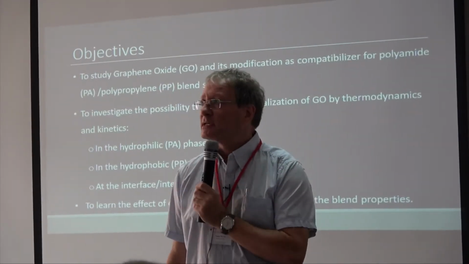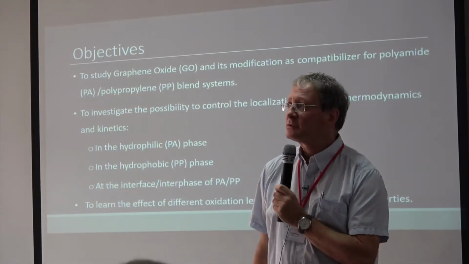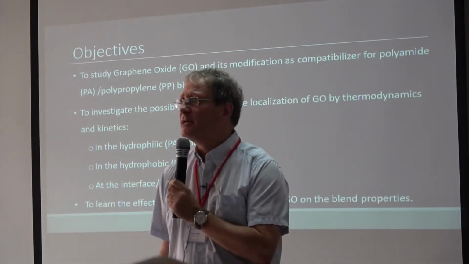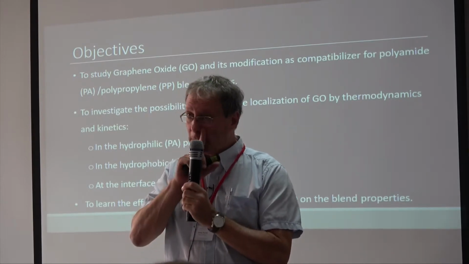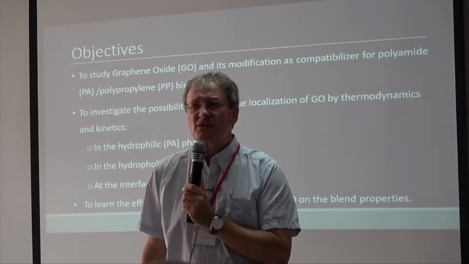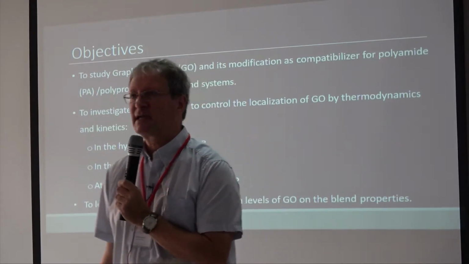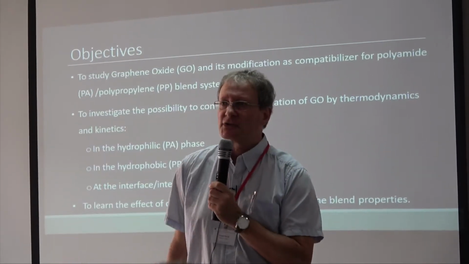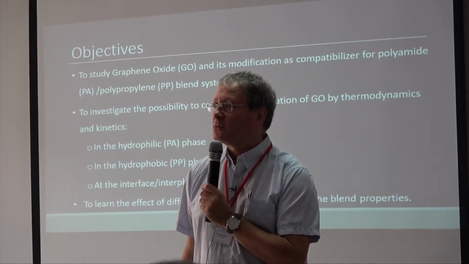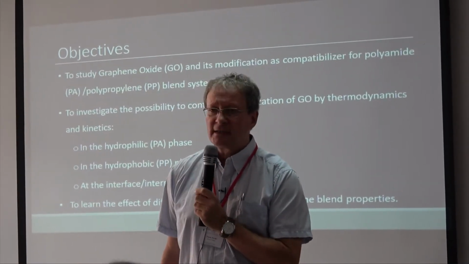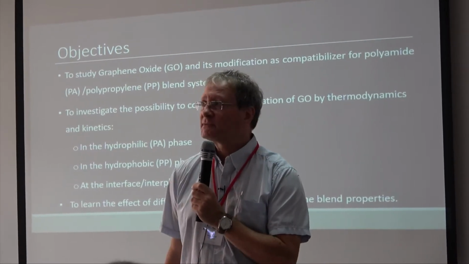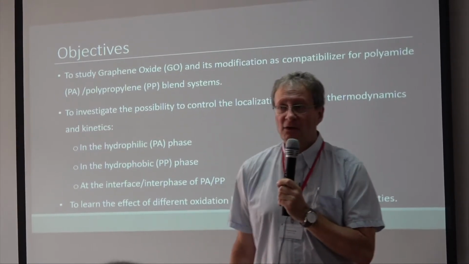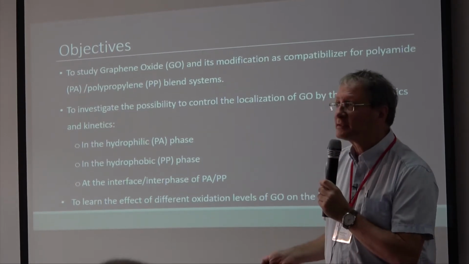So the objectives of this work are to study graphene oxide and its modifications as a compatibilizer for polyamide, polypropylene blend systems as a model system, and investigate the possibility to control the localization of graphene oxide. Basically, I would like to localize graphene oxide at the interface, and by using a very small quantity of graphene oxide, we would be able to tune the properties of this system. So we are going to do that by managing the oxidation level of the graphene oxide, and we're going to keep the ratio of the polypropylene and the polyamide constant, just in order to simplify things.